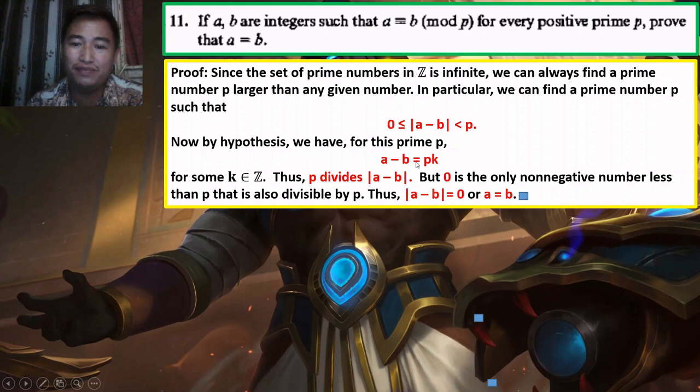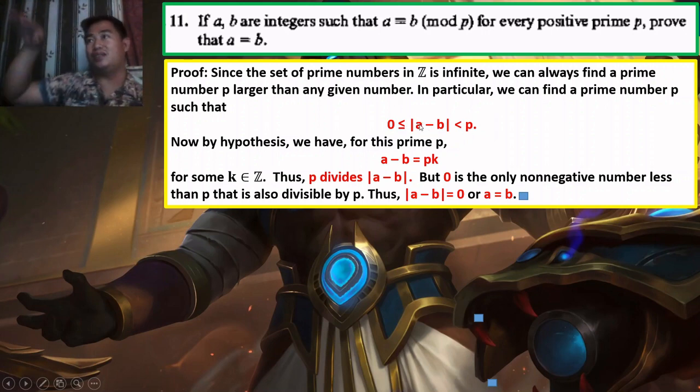So, si P, class, mo divide kang A minus B. Tama? Mo divide po siya sa absolute value, syempre, sa A minus B. Kaya ang absolute value kay positive naman siya or negative, di ba? Or 0. So, mo divide gihapon si P diha niya. Okay. But, 0 is the only non-negative number less than P that is also divisible by P. Siyempre, kay less than man na siya sa prime nga P. Ang ma-divide ra ni prime P, siyempre, ang 0 ra.